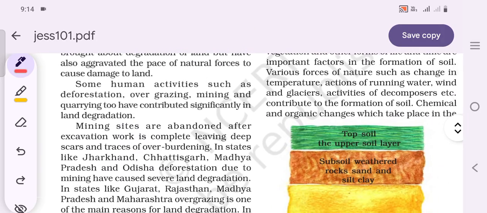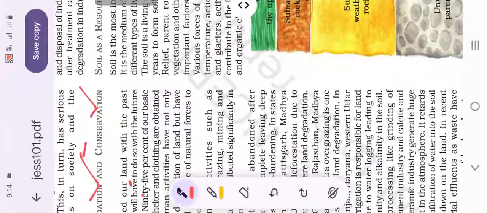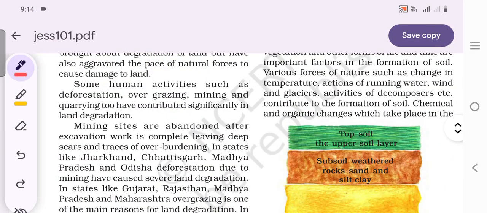Next, some human activities such as deforestation, overgrazing, mining, and quarrying have contributed significantly to land degradation. Deforestation, I think you have understood in class 8th, means clearance of forests, cutting the trees. Overgrazing means animals are grazing on the land very much. Mining and quarrying have also contributed significantly to land degradation. So what are the consequences of land degradation?